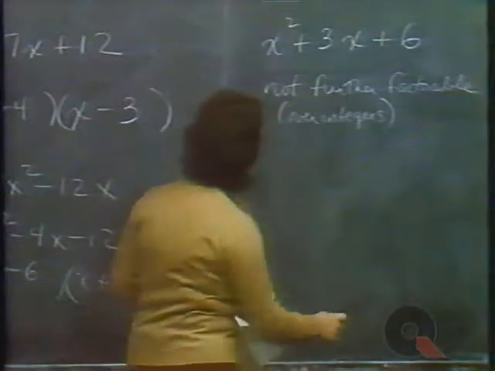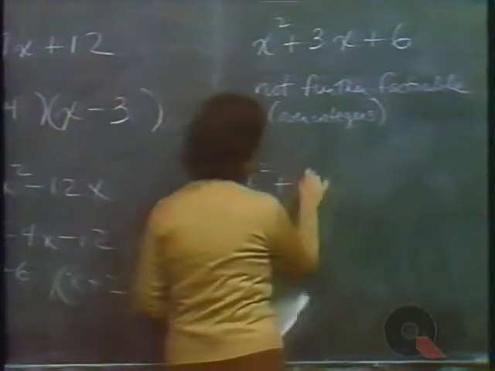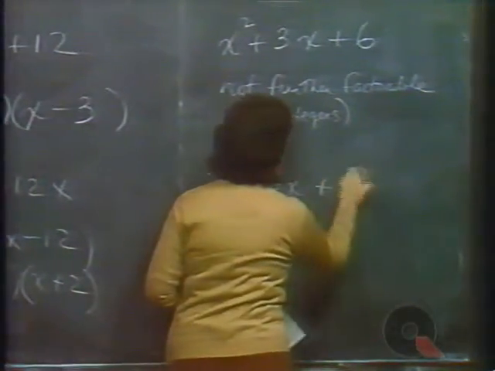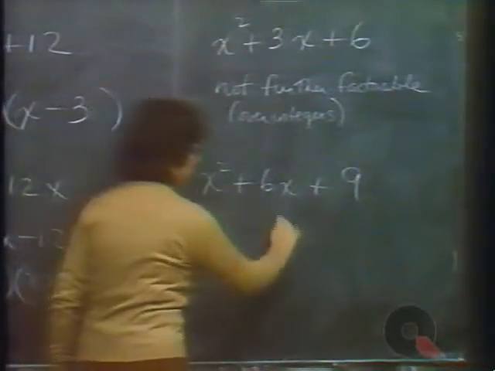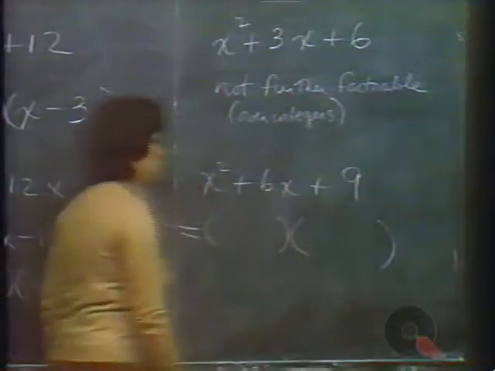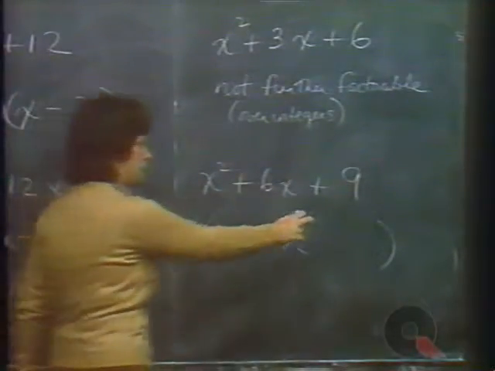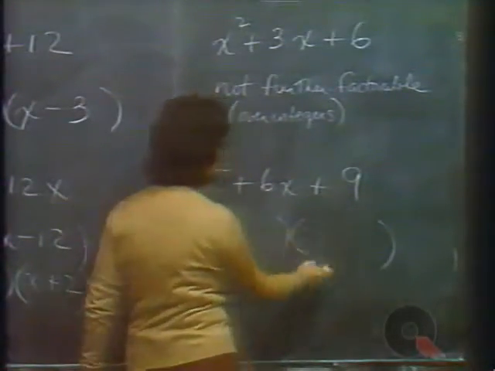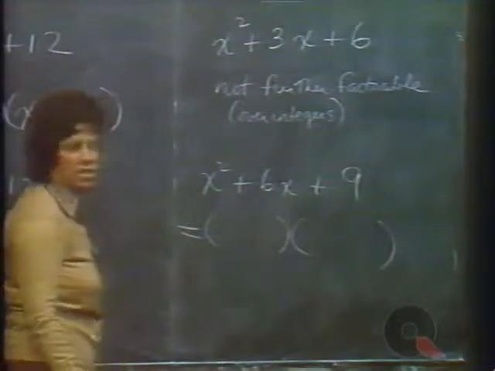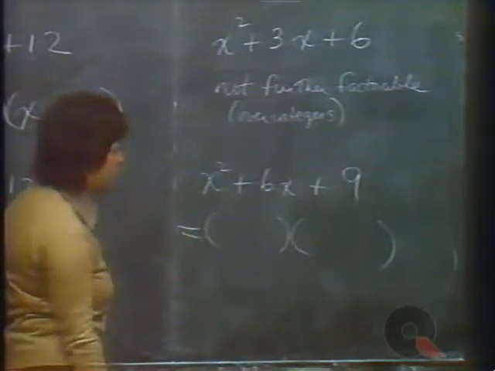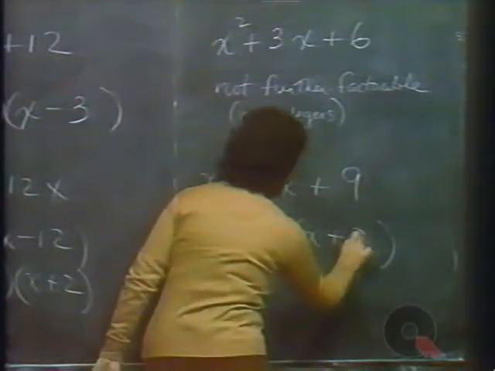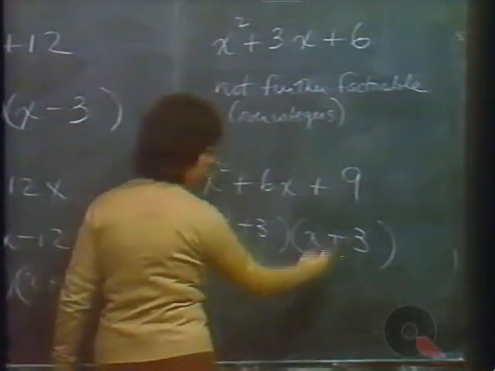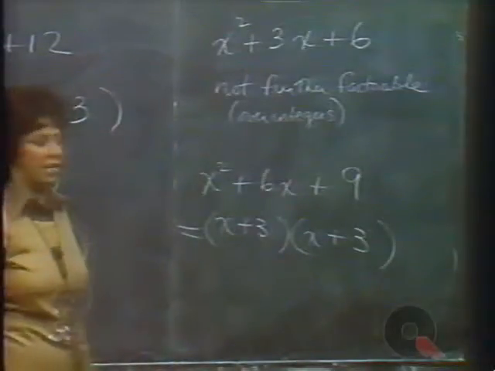All right, how about x squared plus 6x plus 9? I'm looking for two integers which multiply to plus 9 and add to plus 6. If you think about that, you will see that 3 and 3 do it. They multiply, 3 times 3, to 9, and they add to 6.